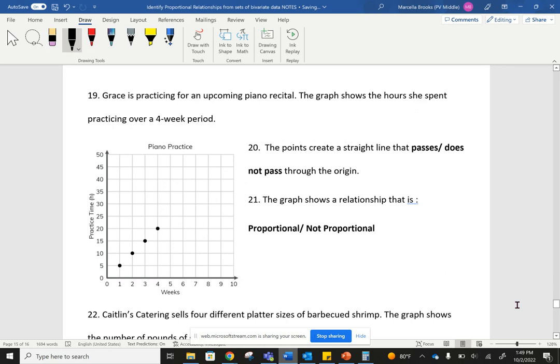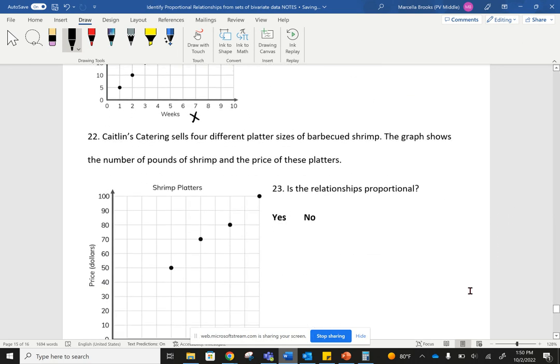19. Grace is practicing for an upcoming piano recital. The graph shows the number of hours she spent practicing over a 4-week period. Always mark our y and our x. The points create a straight line that passes or does not pass through the origin. 21. The graph shows a relationship that is proportional or not proportional.